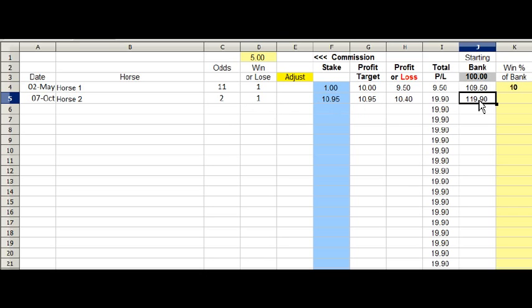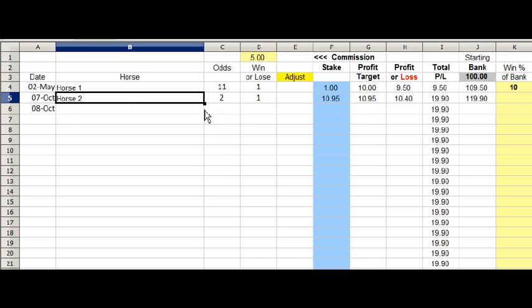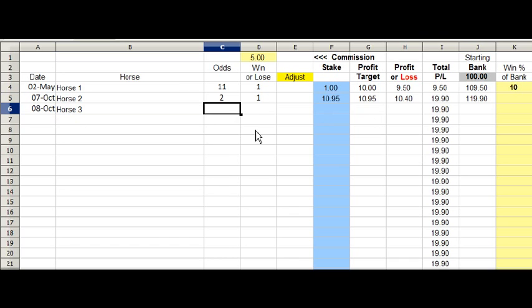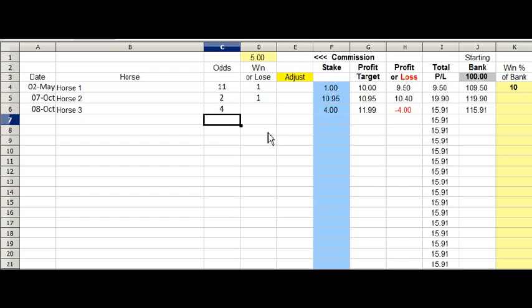The next bet we'll be looking to win 10% of that. So we'll put another one in, another date, and another horse, and some more odds of 4 or something. And to win £11.99, which is 10% of that, we'll need to bet 4 at odds of 4. If it loses, we'll lose our 4, and that would be taken off that, and then we'll be looking to win 10% of that one next time. If it wins, we win £11.39 after commission, and that is added on, and so it goes on.